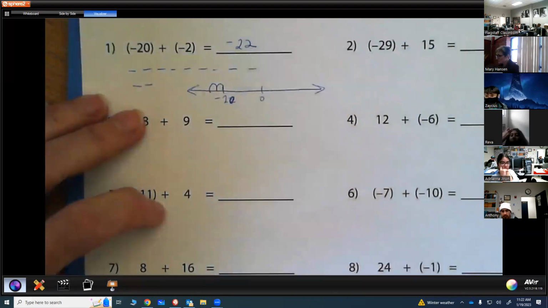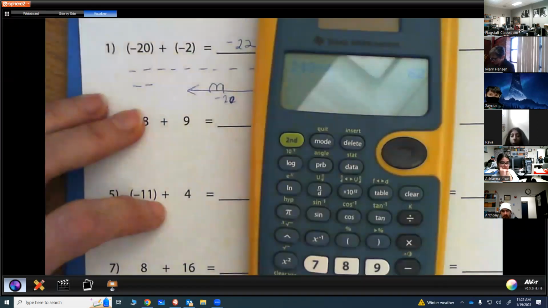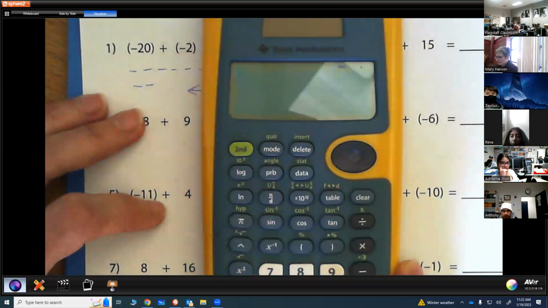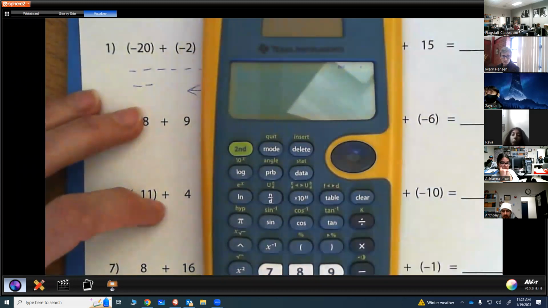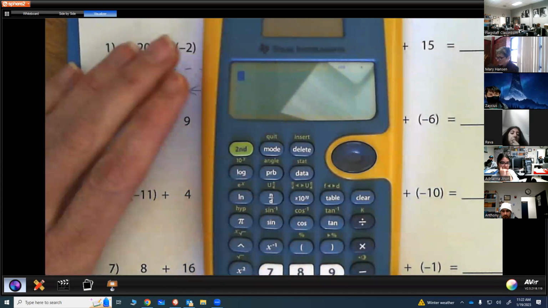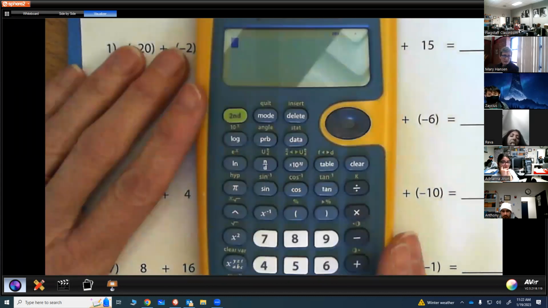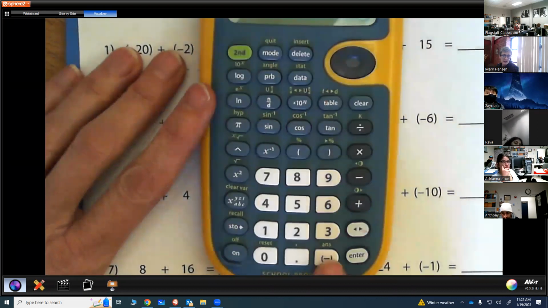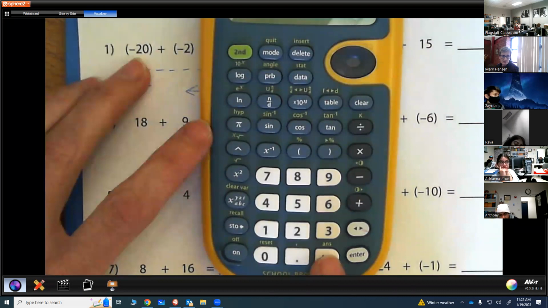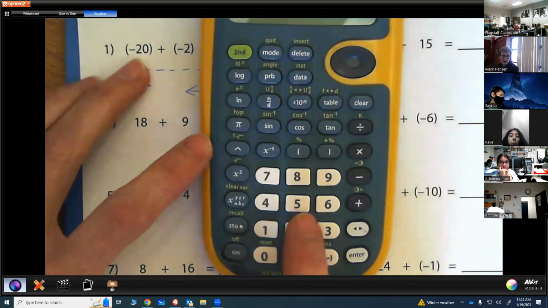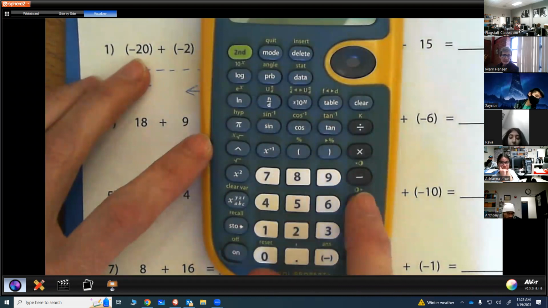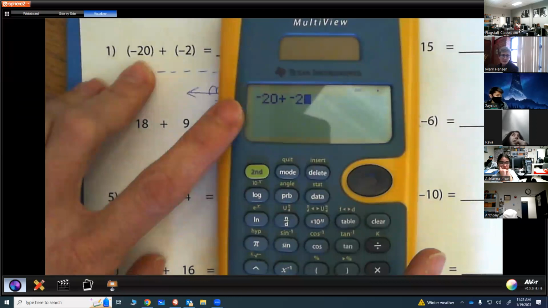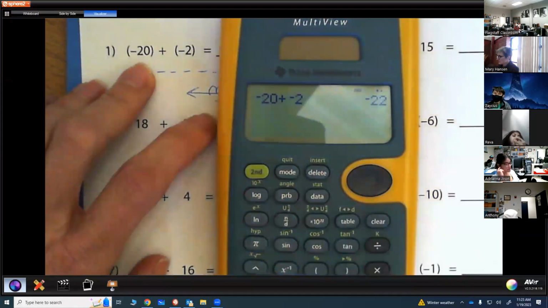I do want to show you on the calculator, not that I'm wanting you to use the calculator now, but I've got another sheet that we may just not do in class and have you do on your own. And if you want to check them on the calculator, you're given for the GED, the negative sign is right below the 3. And so to add negative 20 plus negative 2, you would hit the negative sign, negative 20 plus negative 2. You can see it put in the negatives for me, hit enter, and it'll tell you that the answer is negative 22.